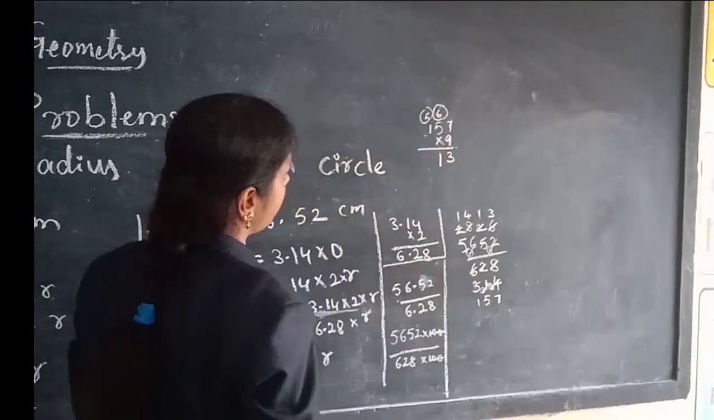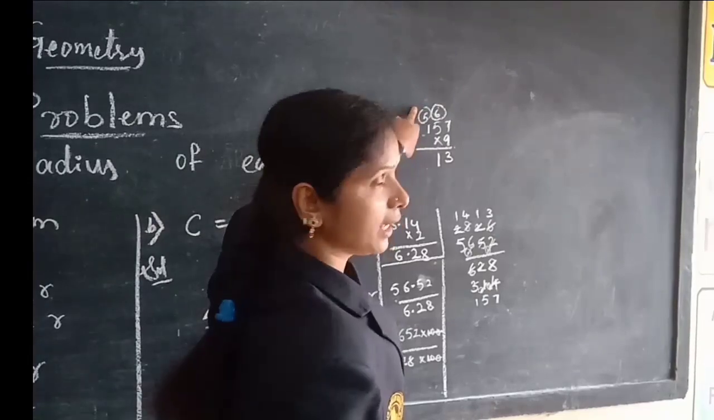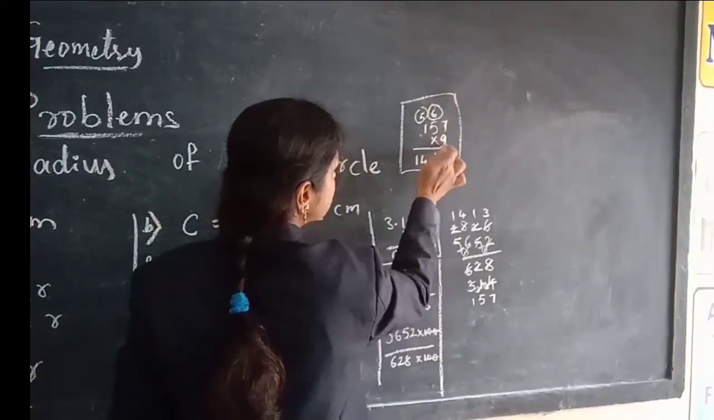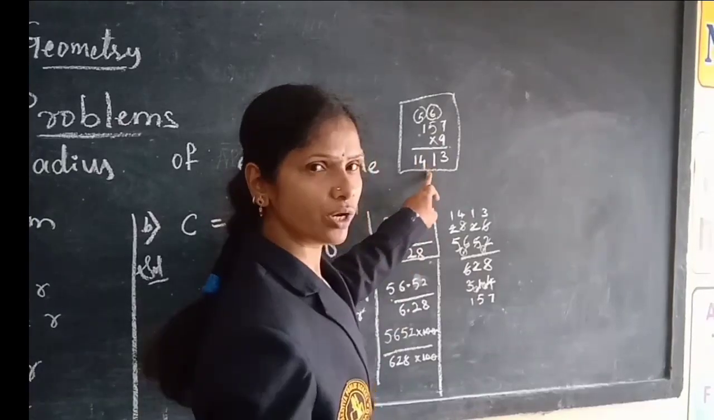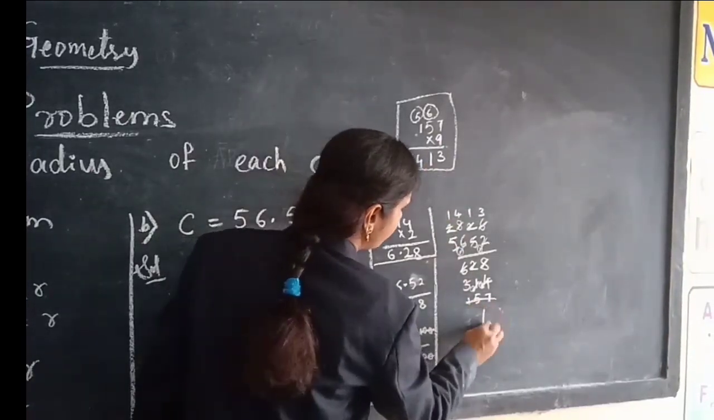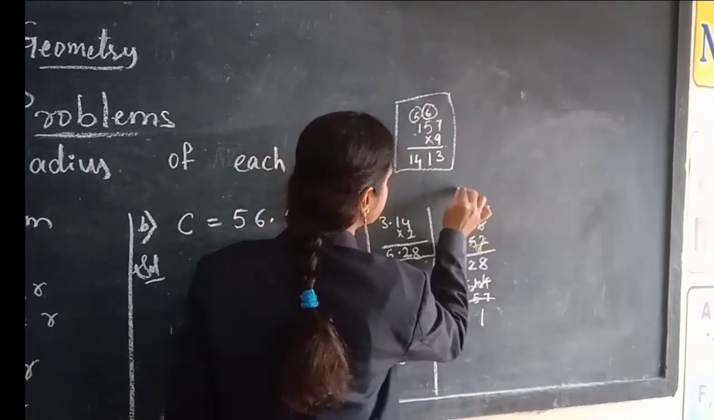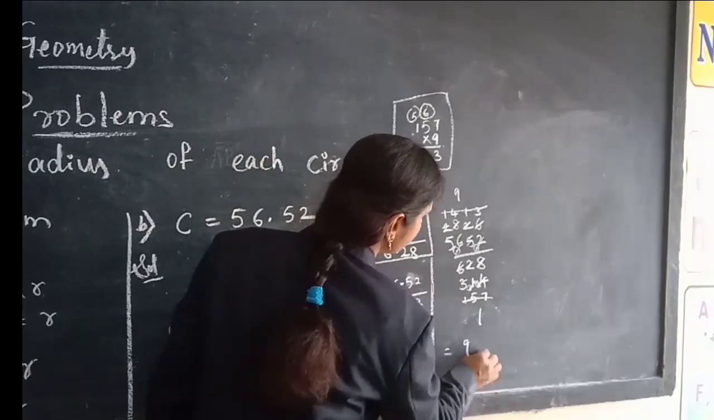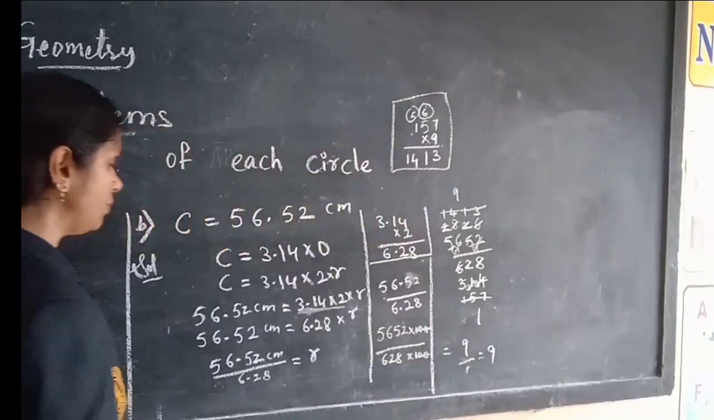9 ones are 9. 9 plus 5 carry, so it will be 14. So here 157 nines are 1430, which is in the numerator's place. So 157 ones are 157, nines are... So 9 will be the answer. 9 by 1 is nothing but 9 here again. So 9 will be the answer.